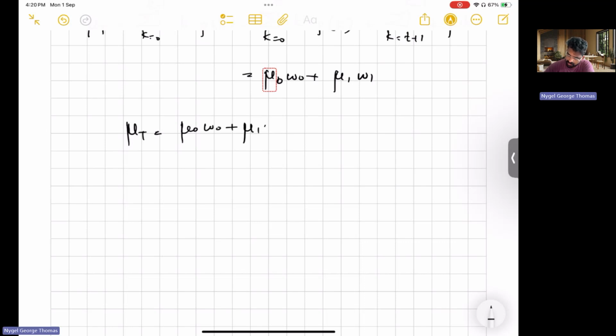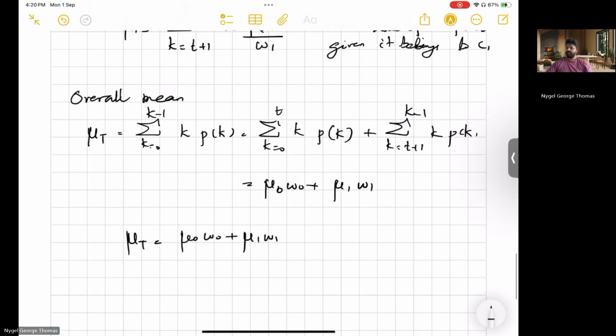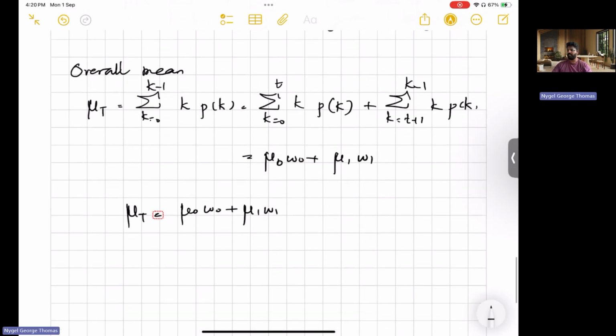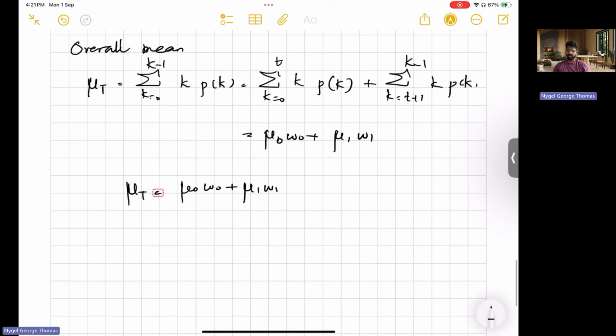What does that mean? Mu t, the total mean value of the distribution, is the sum of the conditional means weighted by the class probabilities: mu0 omega 0 plus mu1 omega 1.